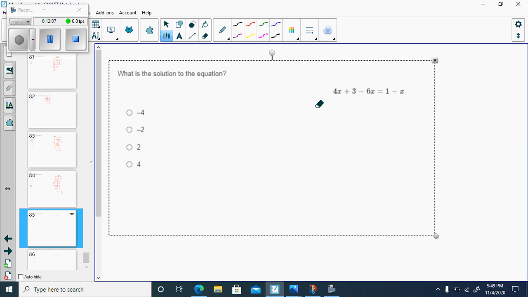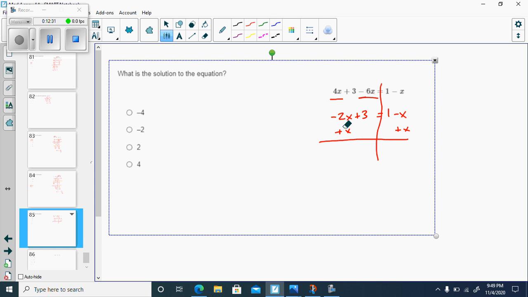What's the solution to this equation? Okay, well, let's look at it and see. I've got some things I can combine here. 4x minus 6x gives me negative 2x plus 3 equals 1 minus x. Let's get the x's on one side, the numbers on the other. I'm going to add x to both sides.